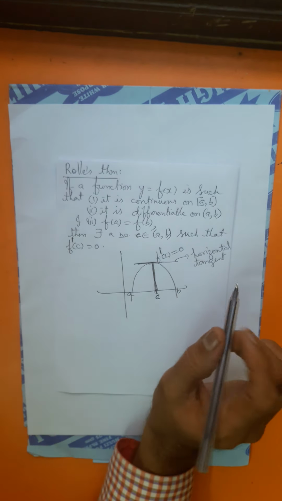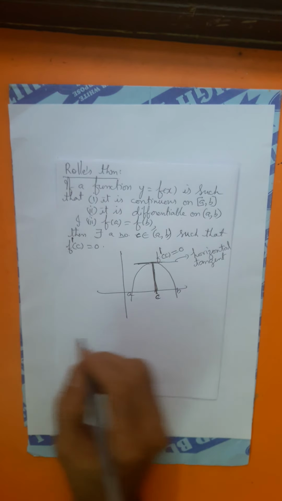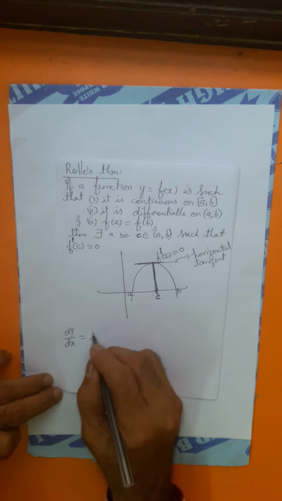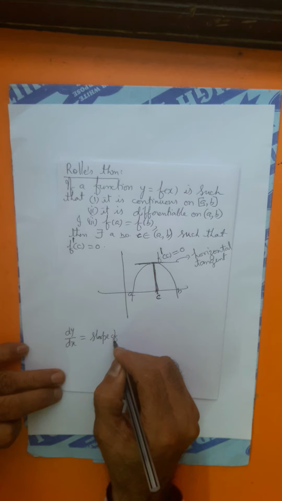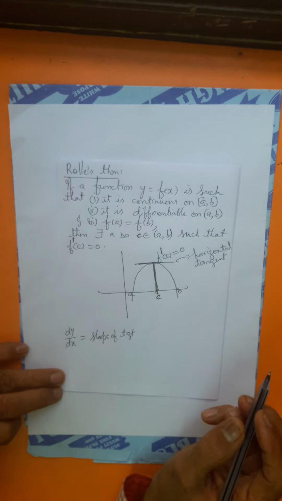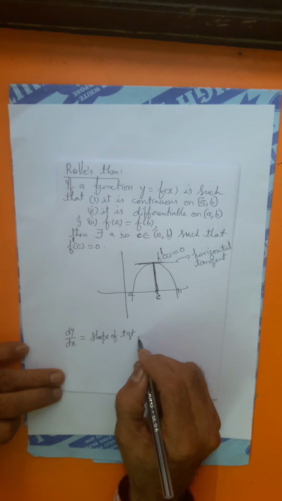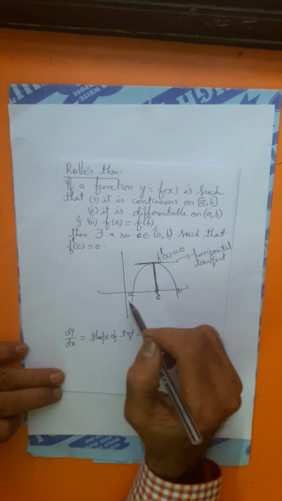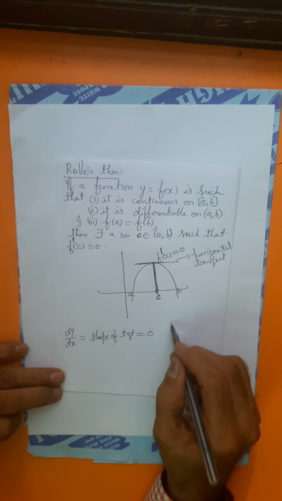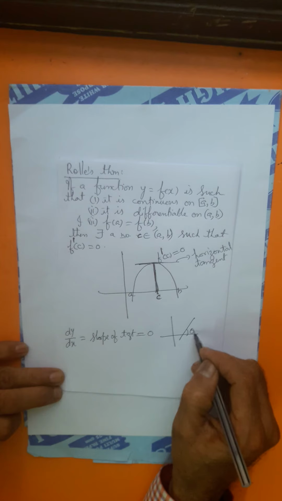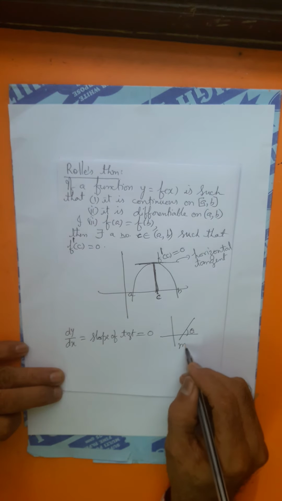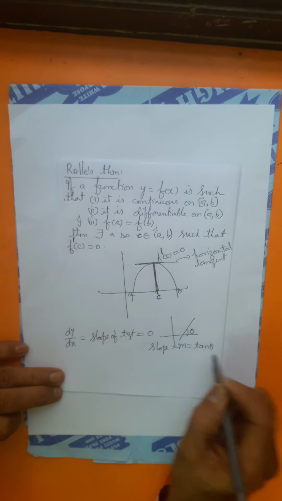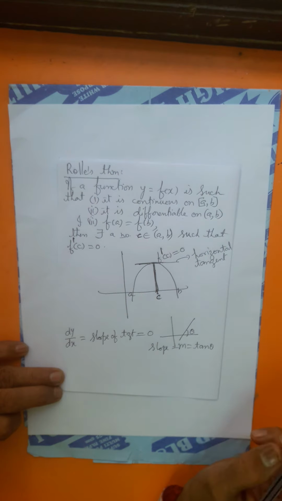Geometrical meaning of Rolle's theorem is that, see here, dy by dx stands for what? Dy by dx stands for slope of tangent. Slope of tangent you have studied at PU level. Slope of tangent, if it is 0, then the tangent is parallel to x-axis. If a line makes an angle theta, then what is the slope? m equal to tan theta is the slope.